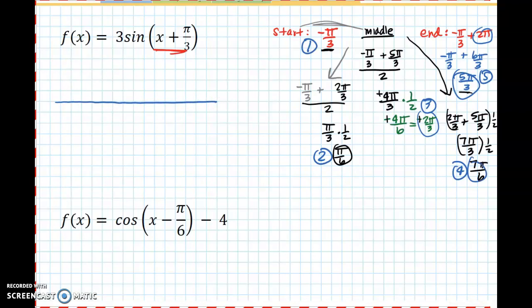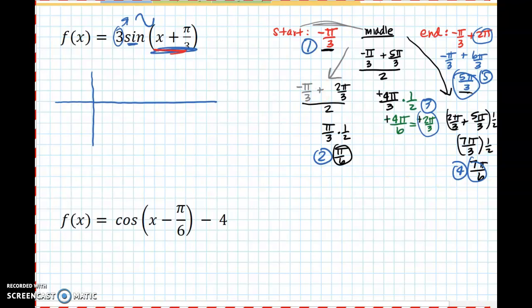I probably shouldn't have drawn my x-axis. Let's draw it right here. Now, we have the 3, that's our amplitude. So that means it's going to stretch 3. Our sine graph, remember, starts on the middle, goes down, and then comes back up. And then this, we determined all the way over here.